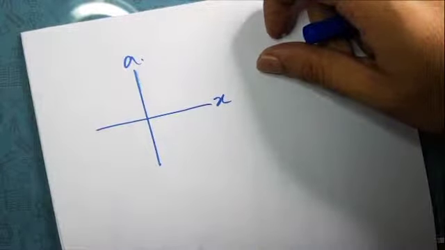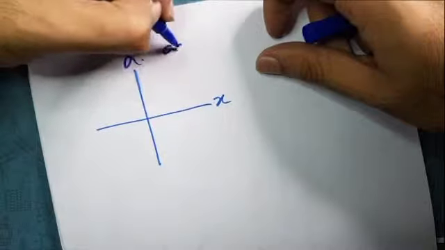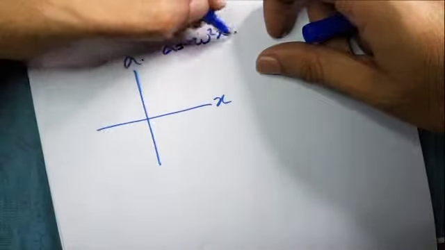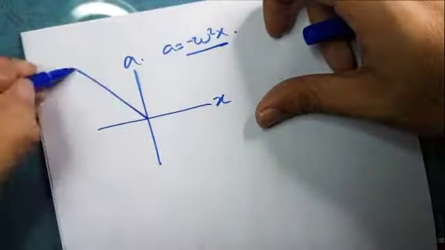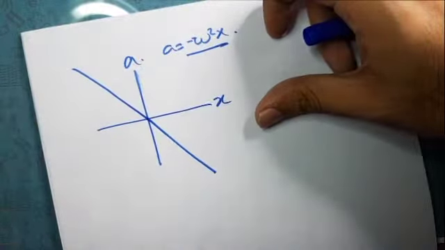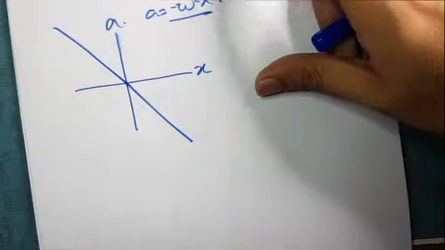Linear but opposite to a straight line. So negative. Why? Because a is equal to minus omega square x. So if that's the case, then you're going to get a straight line which passes through the origin like this, right? Beautiful. So what's the gradient of this graph?